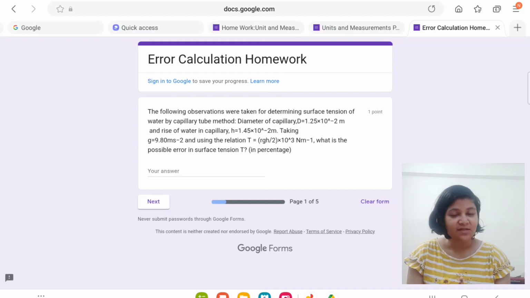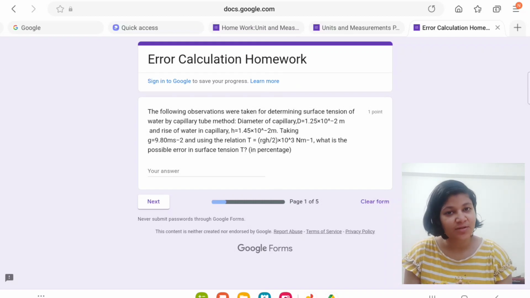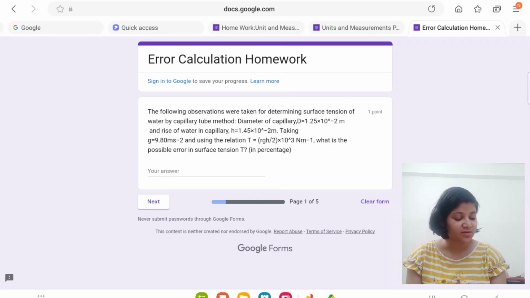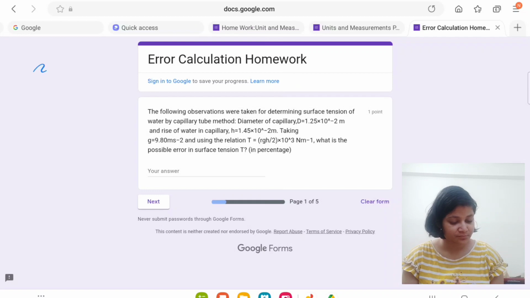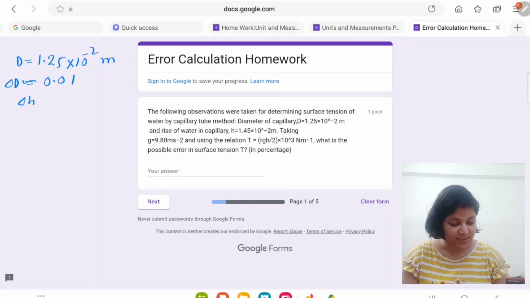In both the data, they have given us up to 2 decimal places, so our error will come in the last decimal place, or in both the cases the error will be 0.01. So here they have given us the diameter is 1.25 × 10^-2 meter. So the error, or delta D, is 0.01. Similarly, in case of delta H, it is 0.01 up to 2 decimal places. They have also given us the expression for T.